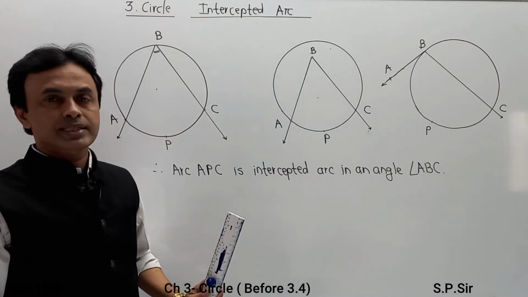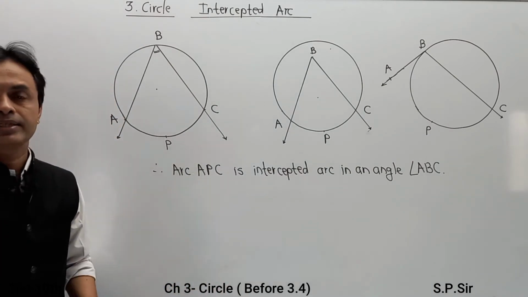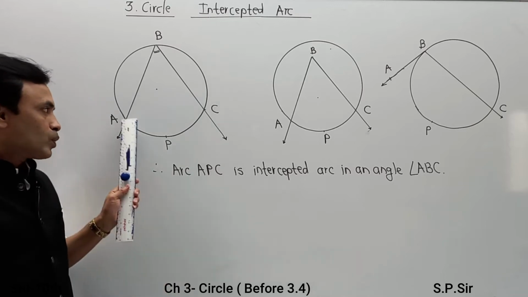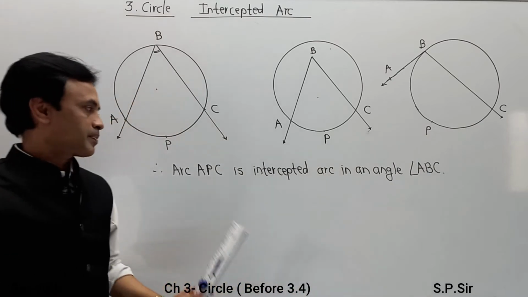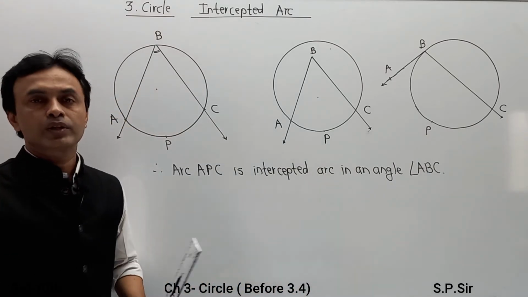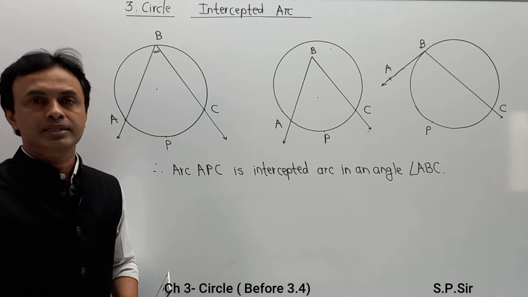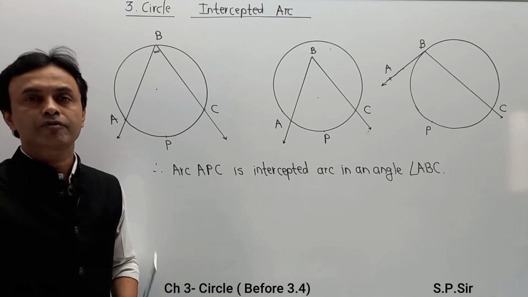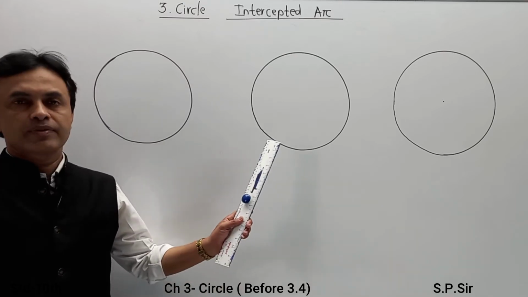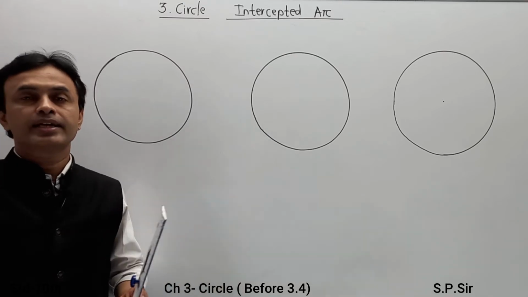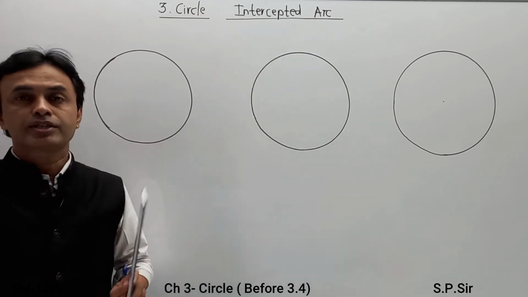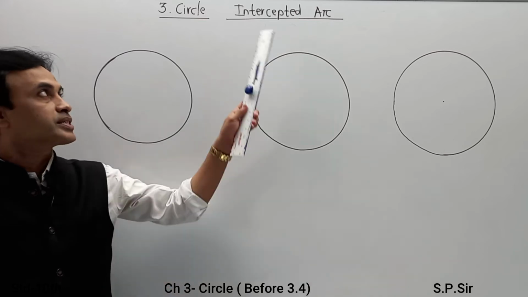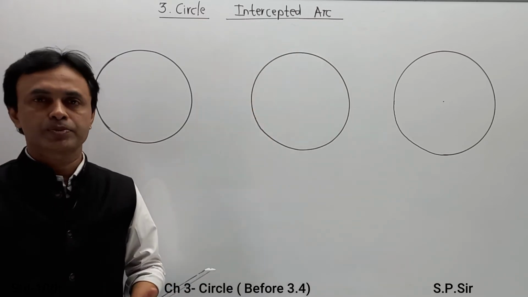Remember, in all these three conditions only one arc is an intercepted arc. In all the three figures there is only one intercepted arc. It may be possible that instead of one, two arcs may be intercepted. Now in the previous part we have seen three circles creating only one arc as an intercepted arc. Now in this diagram, instead of one, we are going to discuss two arcs which act as intercepted arcs. How? Please pay attention.